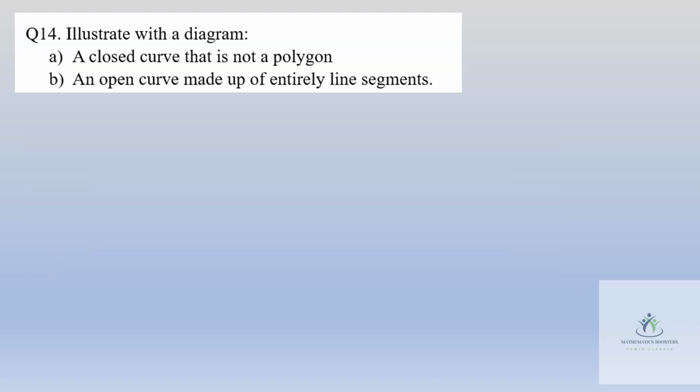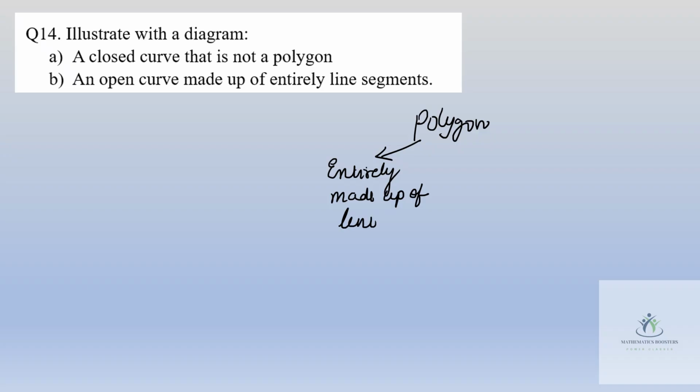Next question. Illustrate with the help of a diagram a closed curve that is not a polygon. First, understand what a polygon is. A polygon is a closed simple curve which is entirely made up of line segments. So you need to keep a few things in mind. A polygon is entirely made up of line segments. Second thing, it is a closed figure.